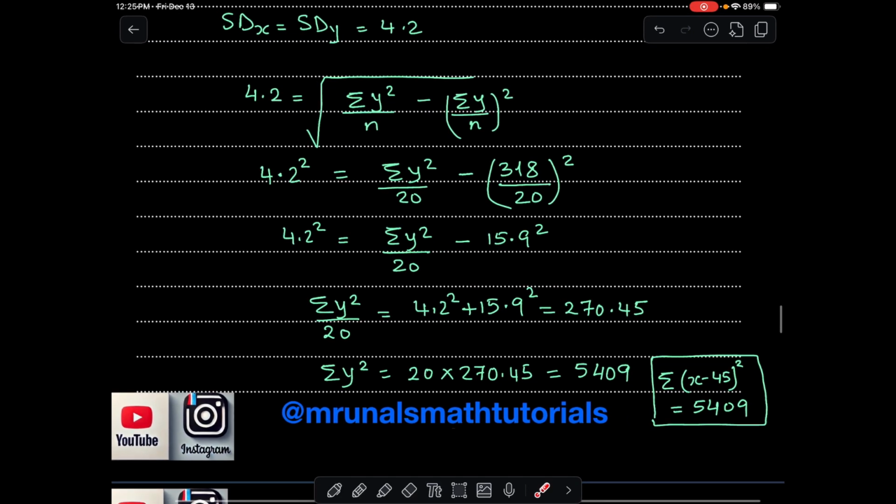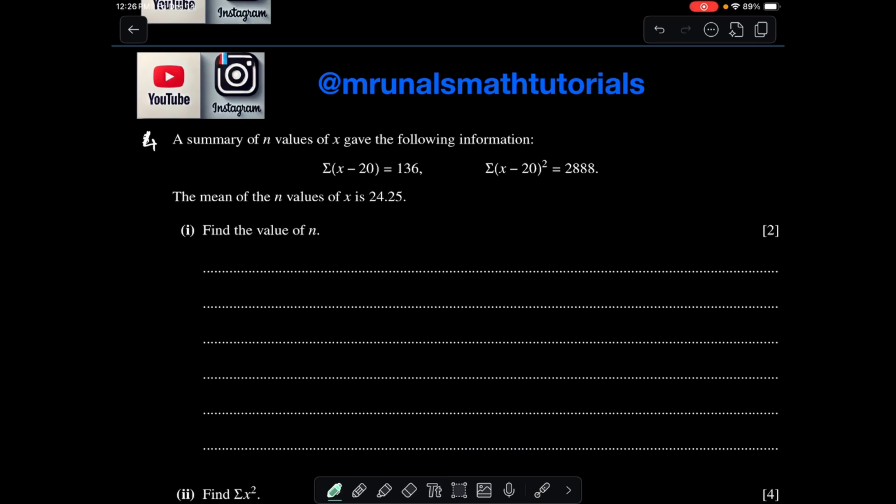Let's look at the next question. In question 4, a summary of n values is given to us. What is the meaning of summary of n values? That means they would give you the coded values, sum of y square, and it's also given that the mean of x is 24.25. We need to find the value of n.